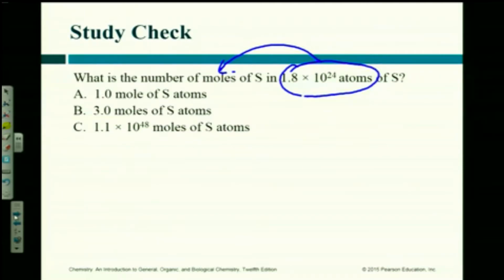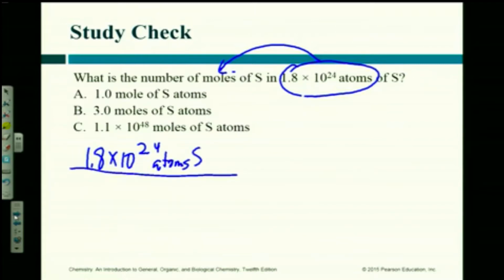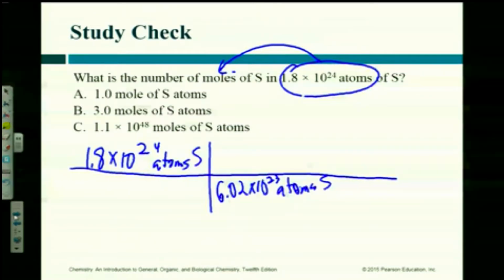All right, I'm gonna write it out on the board, and I want everybody to do the math real quick, okay? So we start with atoms, right? 1.8 times 10 to the 24th atoms of sulfur. Doesn't even matter that it's sulfur, does it? No. Because what do we know? 6.02 times 10 to the 23rd atoms of sulfur is 1 mole of sulfur.